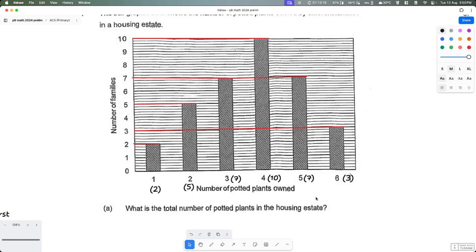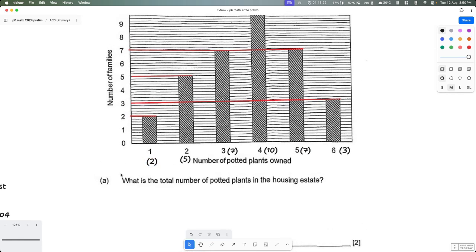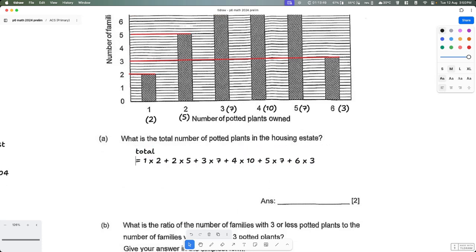Now, what is the total number of potted plants in the housing estate? So we need to multiply all of this. Total is equal to number of families 1 times 2 plus 2 times 5 plus 3 times 7 plus 4 times 10 plus 5 times 7 plus 6 times 3. So this is the total. It's a lot. So you have 2 plus 10 plus 21 plus 40 plus 35 plus 18.